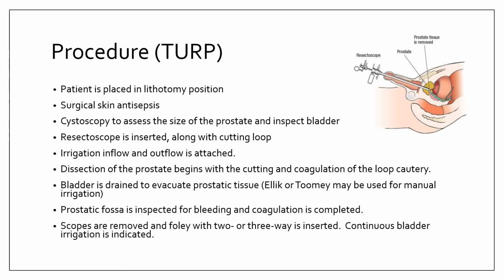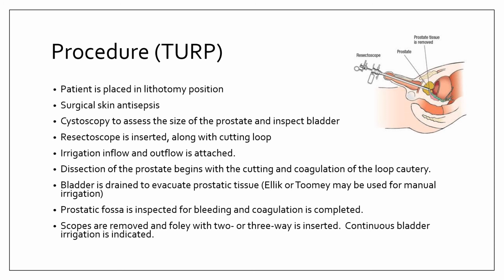So for this procedure, if we're doing it transurethral, it will look very similar to that little diagram up top. We place the patient in a lithotomy position, perform surgical scanning and asepsis. They then perform a cystoscopy to assess the prostate and inspect the bladder. Then they insert a resectoscope and a cutting loop. So this will start to cut away the parts of the prostate.